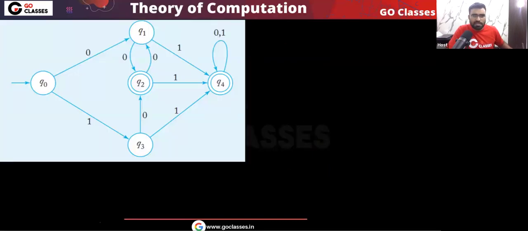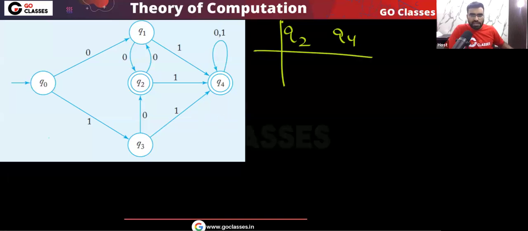Let's solve this question. In this DFA, is there any unreachable state? There is no unreachable state, right? So now what will you do? Tell me which states you will check. You will check these states because these are final states, and you will check these three because they are non-final. So tell me about Q2, Q4. Are they equivalent or not? You can see on string 0, Q2 is going to non-final and Q4 is going to final. So they are definitely not equivalent.